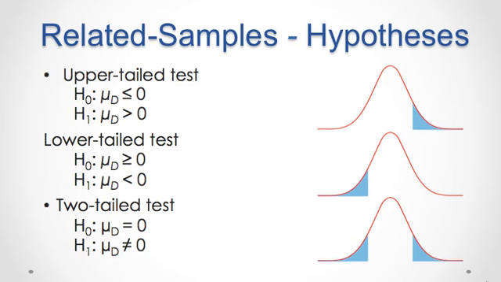The related samples hypothesis test follows the same 4-step procedure we outlined in Chapter 9 and in our previous video on independent samples. So step 1, state hypotheses. For the related samples t-test, the null hypothesis states that there is no mean difference. On this slide, I've provided the hypotheses for upper-tailed tests, lower-tailed tests, and two-tailed tests.